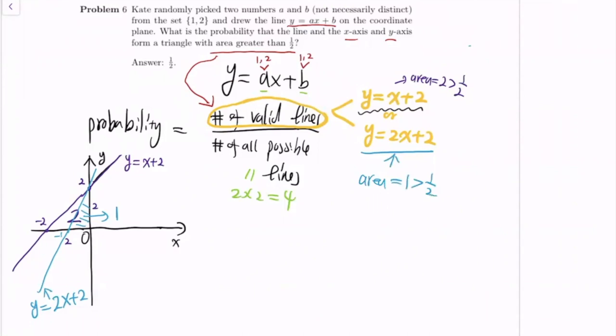All right, so therefore after we double checked, we find we have two valid lines. So the answer for the probability will be 2 over 4, which is 1/2.